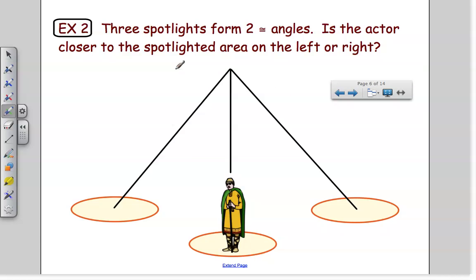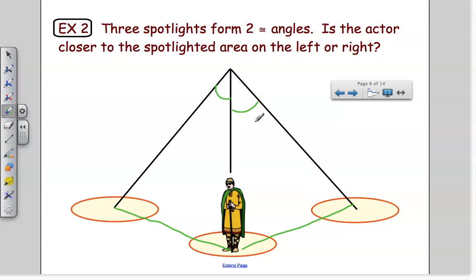An example here, we have 3 spotlights. We're on a stage in this case, and the spotlights are going to the stage in these 3 locations. The spotlights form 2 congruent angles. So they're telling me these 2 angles are congruent. Is the actor closer to the spotlighted area on the left or the right? So basically, which of these distances is closer?